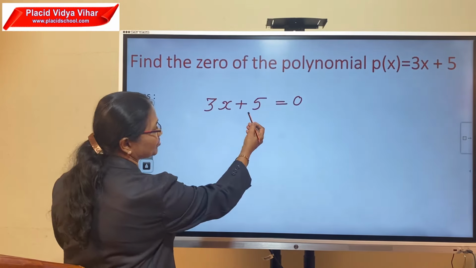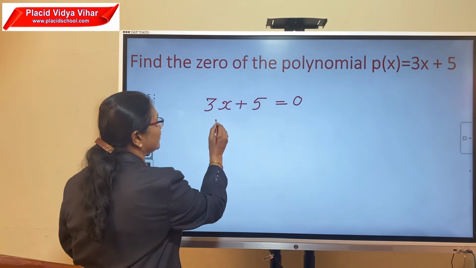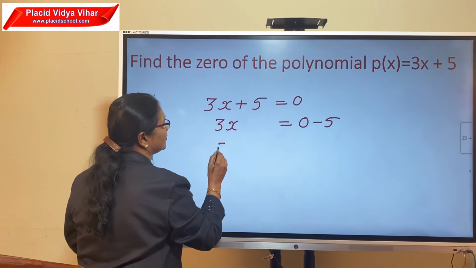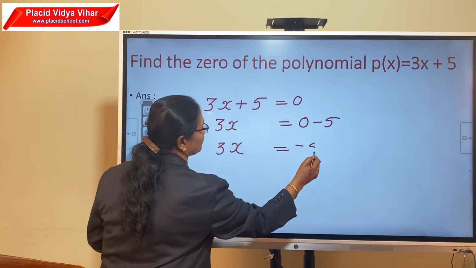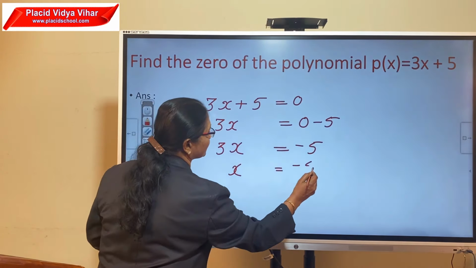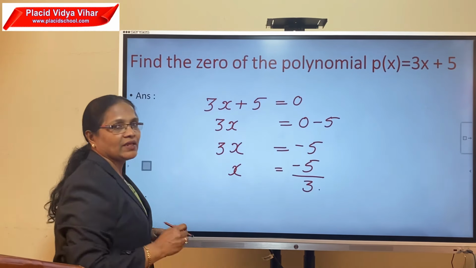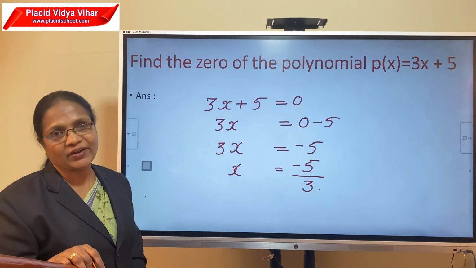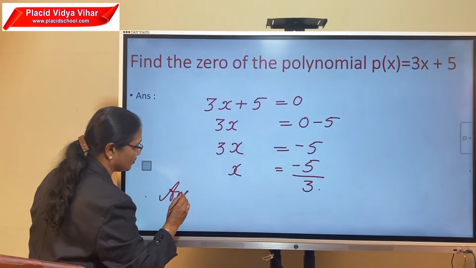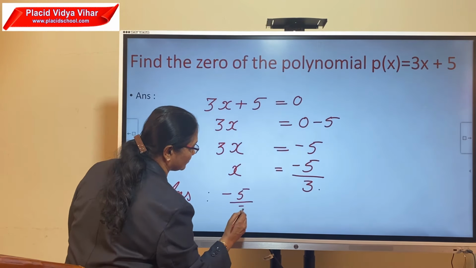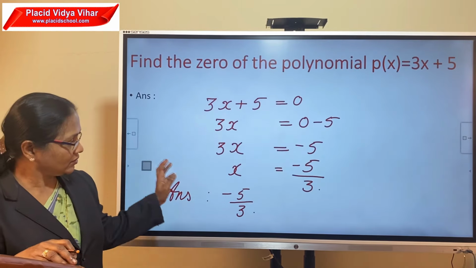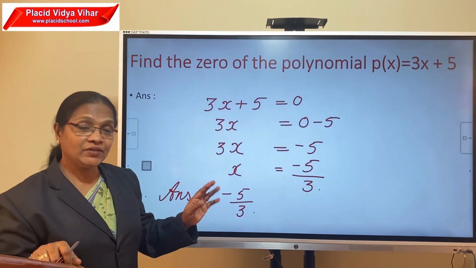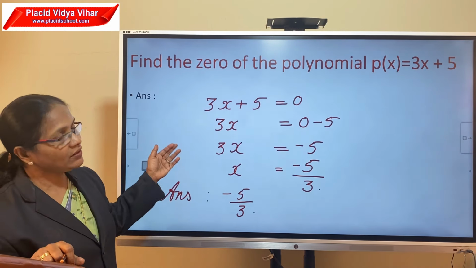We have to shift this positive 5 to the right side. That is 3x equals 0 minus 5, that is 3x equals negative 5. Therefore, x equals negative 5 by 3. Here, the zero of this polynomial p(x) is negative 5 by 3. Its meaning: if you substitute the value negative 5 by 3 in the polynomial 3x plus 5, we will get the value of that polynomial as 0.